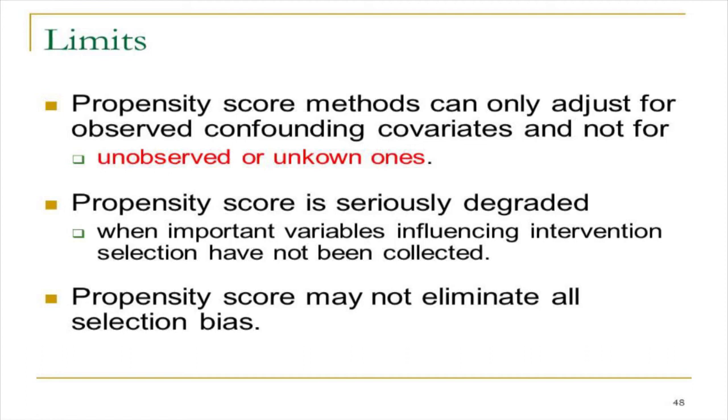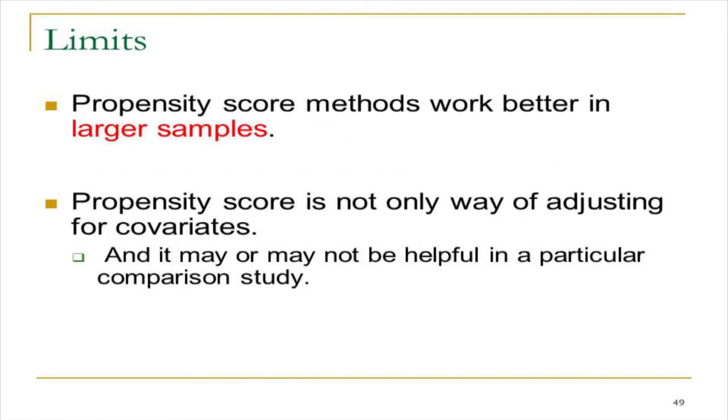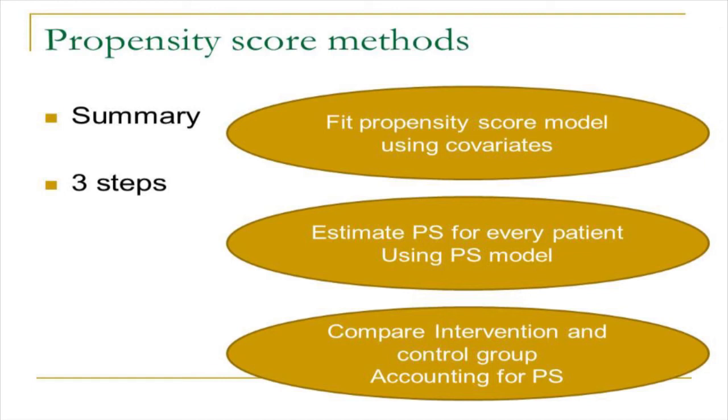Okay, and once again, propensity score doesn't eliminate all selection bias. You need large samples, and it doesn't always work. So, once again, the first step is to fit your propensity score. Does it really predict the chance of being treated? Secondly, you calculate your probabilities for each patient. And then you compare the treated and non-treated, accounting for the probability to be treated. That's the idea.